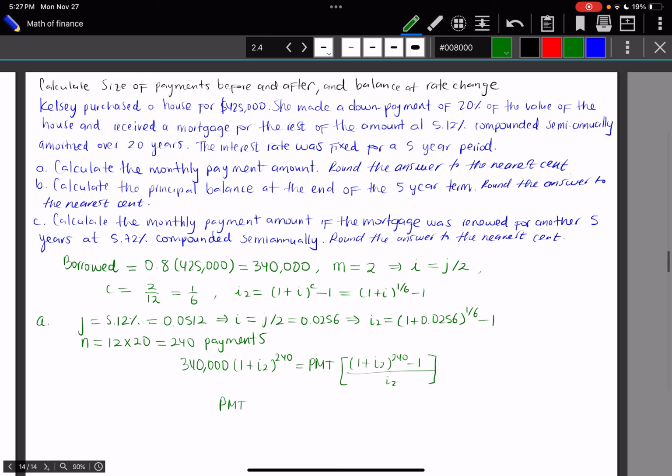So the monthly payment amount should be equal to $340,000 multiplied by 1 plus I2 to the 240, then multiplied by I2. Then we divide all this by 1 plus I2 to the 240 minus 1. We have just solved for the monthly payment amount in terms of I2, the effective periodic rate. And when we use a calculator to compute PMT, we find approximately 2,256.31.